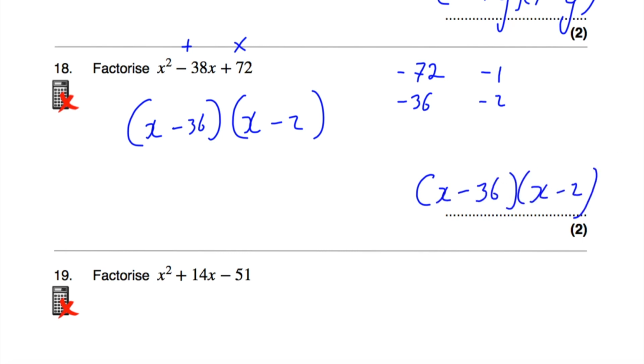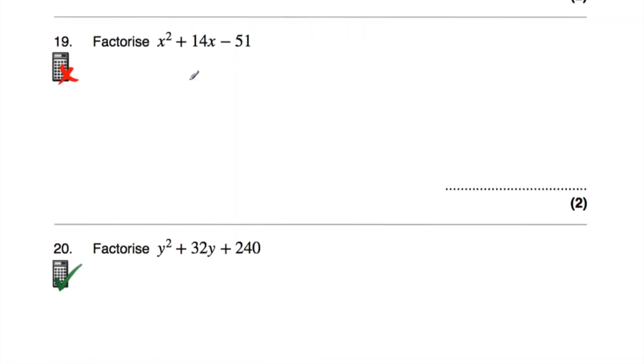Okay, let's have a look at our next question, question number 19. So question number 19, we've been asked to factorise x squared plus 14x subtract 51. So let's put our brackets down and let's put our x's at the front of both brackets, so x and x, and we want to find two numbers that multiply together to be minus 51 and that add together to be 14. So because it's minus 51, one's going to be positive and one's going to be negative.